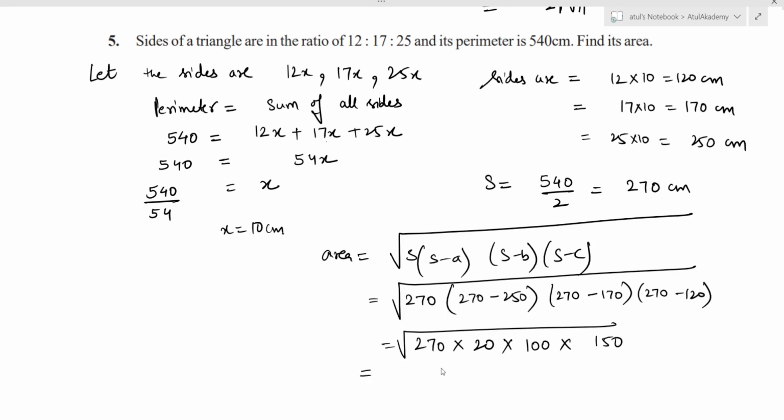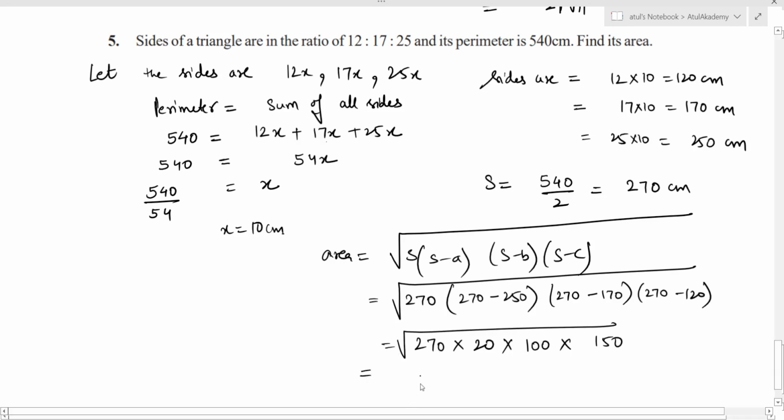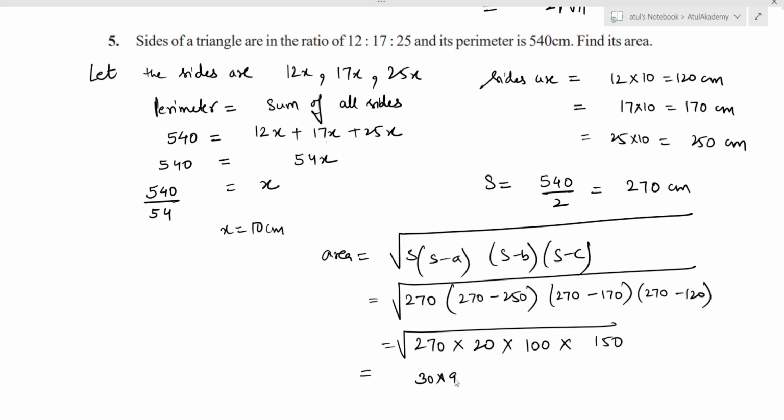Now students, how you are going to do it? Let's make pairings. 270 I can write as 30 into 9. Yeah, this is 20 and this is 100. This 150, can I change it in which form so that I get a pair? Yeah, 100 ka pair I already have. Let's make it into 20. Yeah, fine. So when I divide it by 2, I'll get another pair if that works over here. So it's basically 15 into 10, which is 3 into 5 into 10.